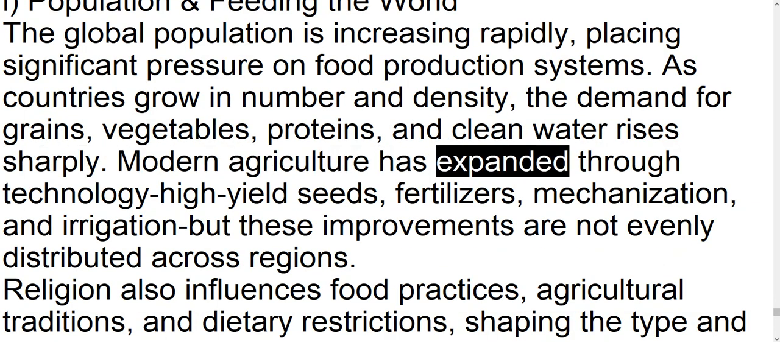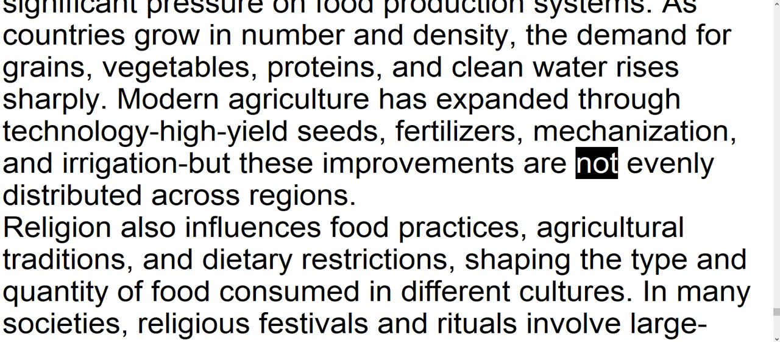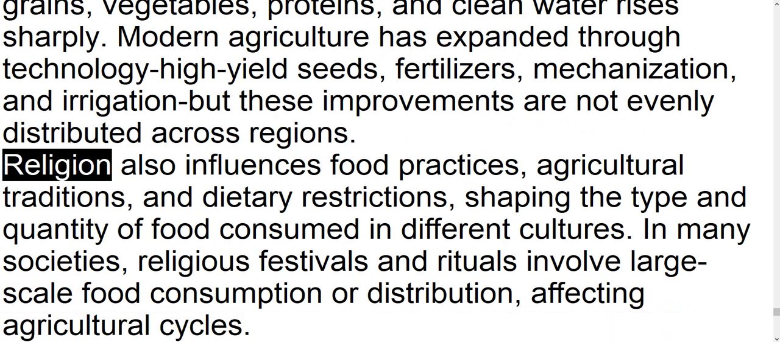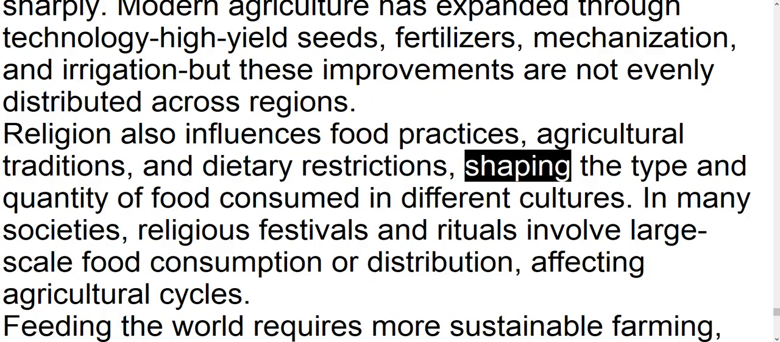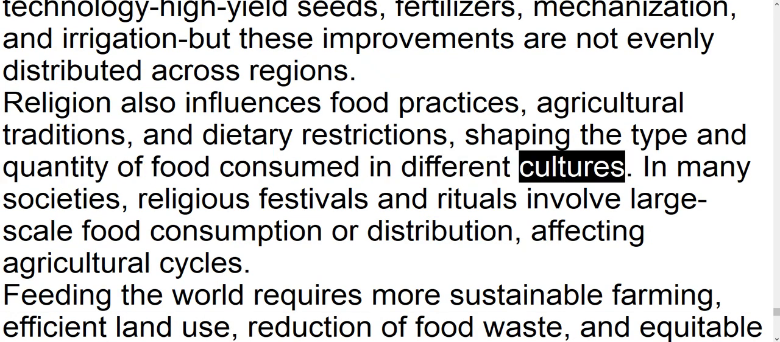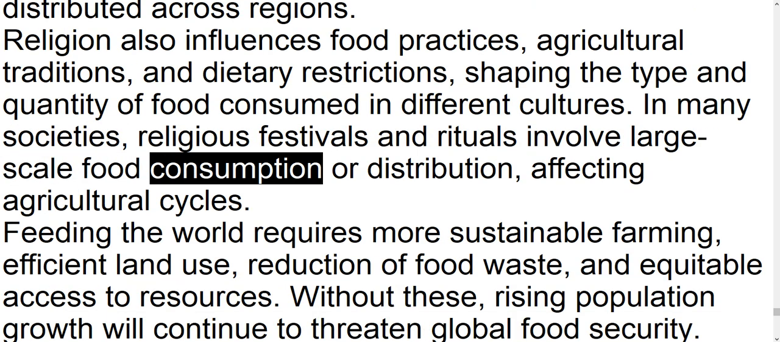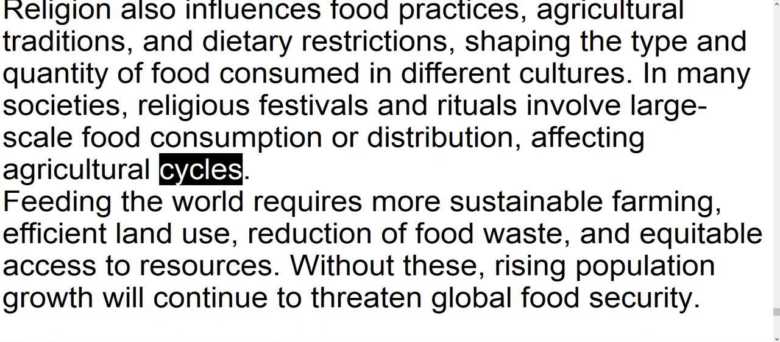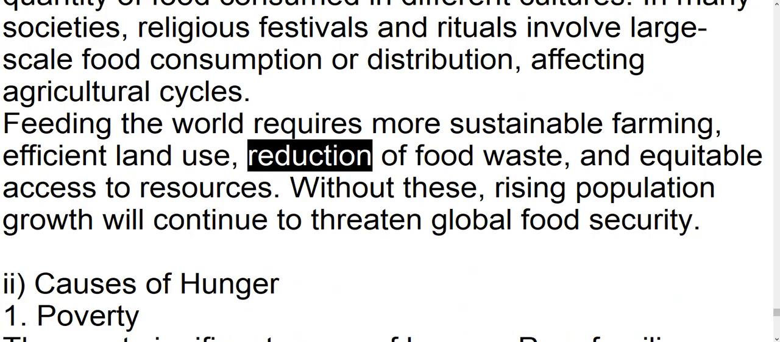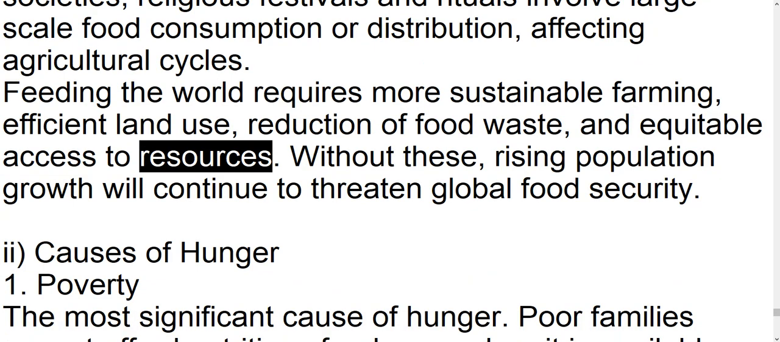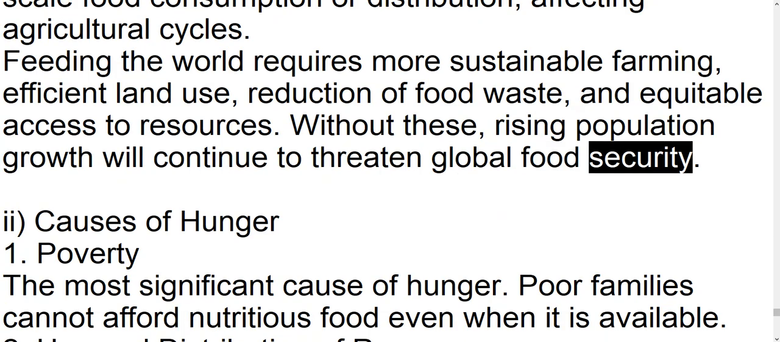Modern agriculture has expanded through technology, high-yield seeds, fertilizers, mechanization, and irrigation, but these improvements are not evenly distributed across regions. Religion also influences food practices, agricultural traditions, and dietary restrictions, shaping the type and quantity of food consumed in different cultures. In many societies, religious festivals and rituals involve large-scale food consumption or distribution, affecting agricultural cycles. Feeding the world requires more sustainable farming, efficient land use, reduction of food waste, and equitable access to resources. Without these, rising population growth will continue to threaten global food security.